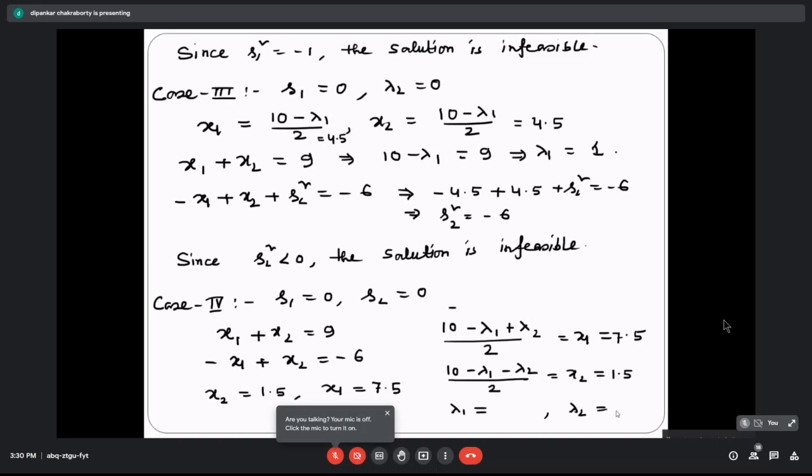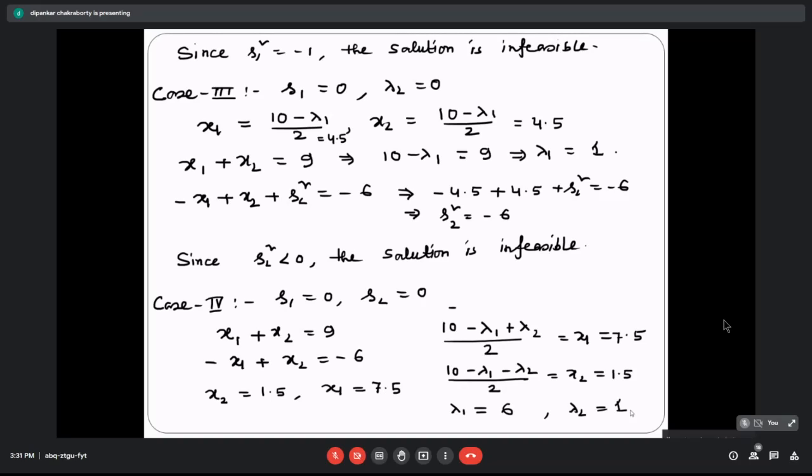Lambda 1 is 6 and lambda 2 is 1. Good, very good. So you can see that all the variables are greater than or equal to 0, actually greater than 0. So this does not violate any one of the conditions. So this solution is a feasible solution, and also it is the optimal solution as well. That means the point 7.5 comma 1.5 gives the maximum of the objective function f.